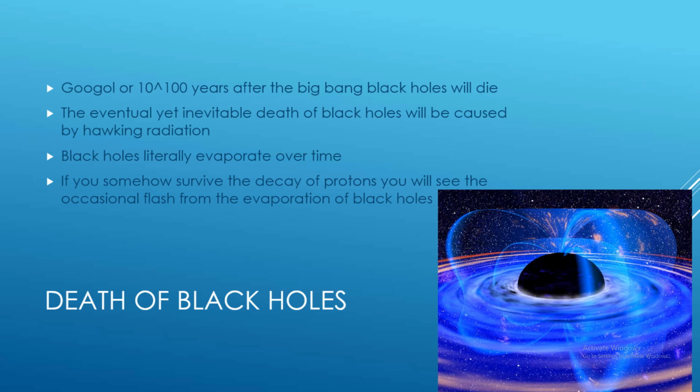So Google years after the Big Bang, black holes will die. The eventual yet inevitable death of black holes will be caused by Hawking radiation, and I can basically ensure you that that does not bring back Stephen Hawking, unfortunately. This literally causes black holes to evaporate over time, and if you somehow manage to survive the decay of protons and lived like nonillions of years, you would actually see the occasional flash of light from the evaporation of black holes, Hawking radiation. So that's cool, I guess.